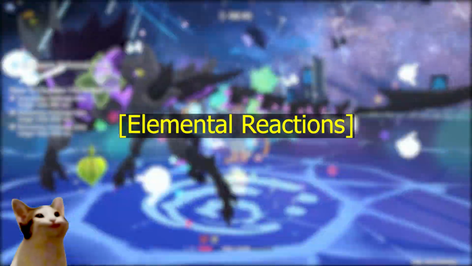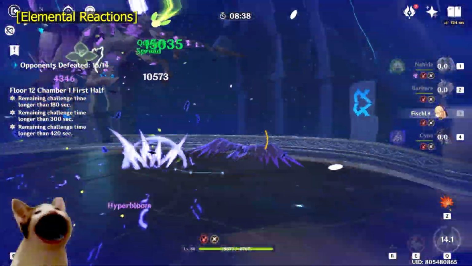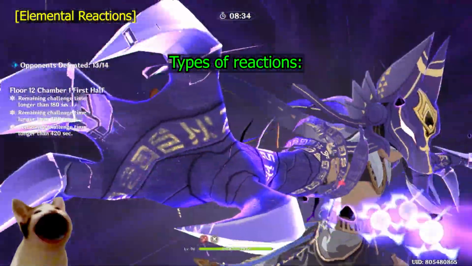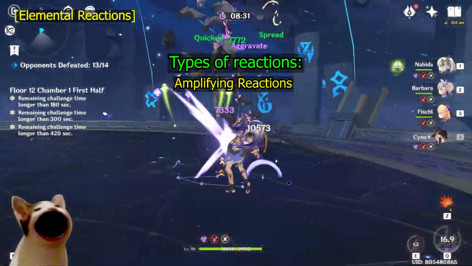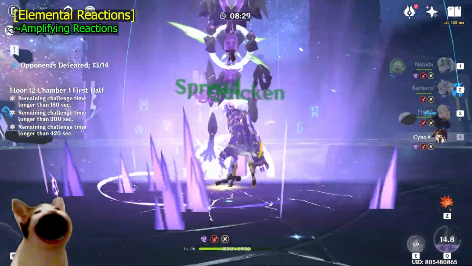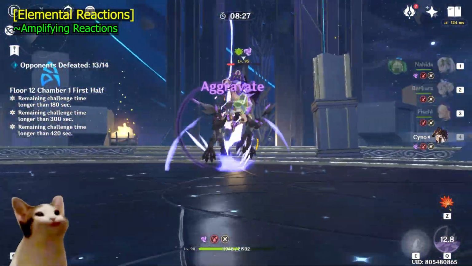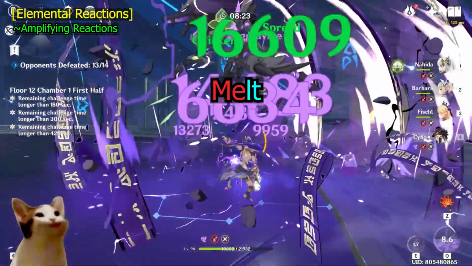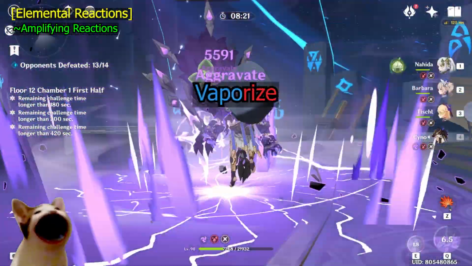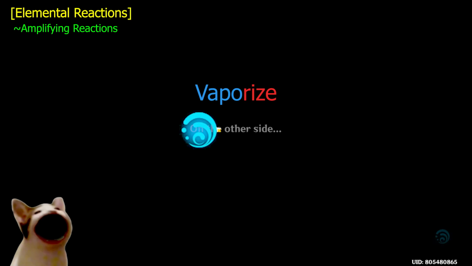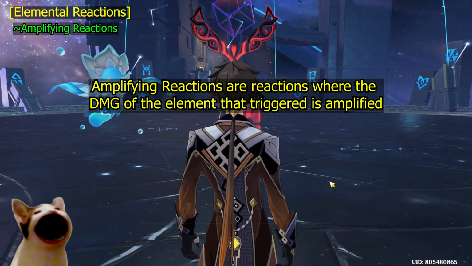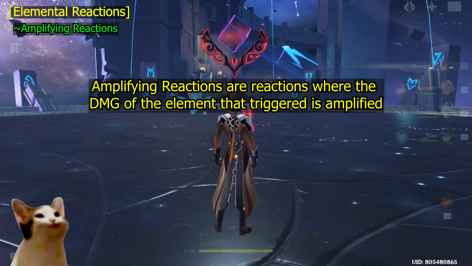Elemental reactions. Now that we got that out of the way, let's jump into the part where the magic happens. There are 2 main types of elemental reactions, and these are Amplifying Reactions and Transformative Reactions. Amplifying Reactions consist of 2 reactions, which are Melt and Vaporize. Melt is the reaction created when Cryo and Pyro meet, while Vaporize is the reaction you get when Hydro and Pyro meet. These reactions are considered amplifying reactions because they amplify the damage done by the element triggering the reaction.